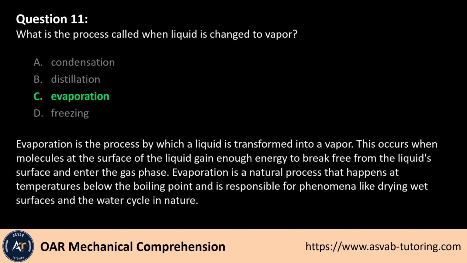Evaporation is the process by which a liquid is transformed into a vapor. This occurs when molecules at the surface of the liquid gain enough energy to break free from the liquid's surface and enter the gas phase. Evaporation is a natural process that happens at temperatures below the boiling point and is responsible for phenomena like drying wet surfaces and the water cycle in nature.